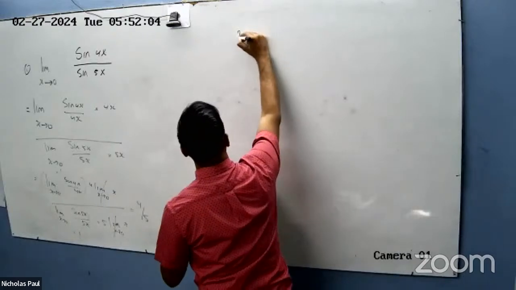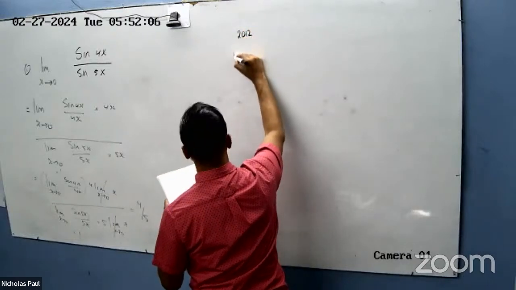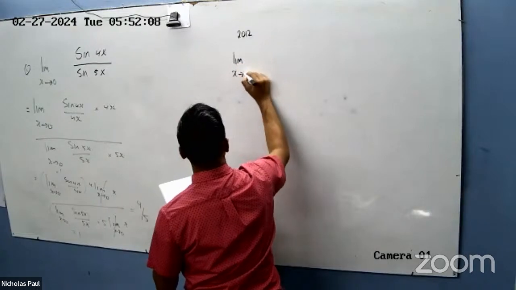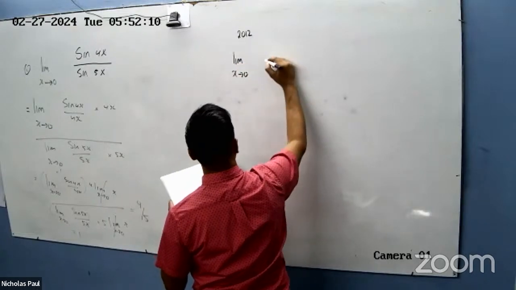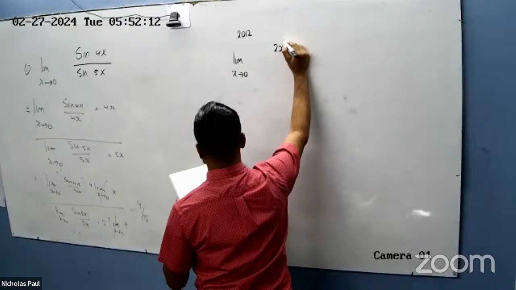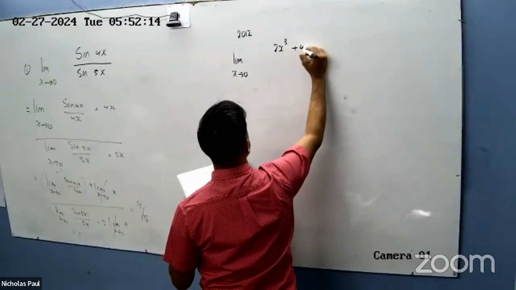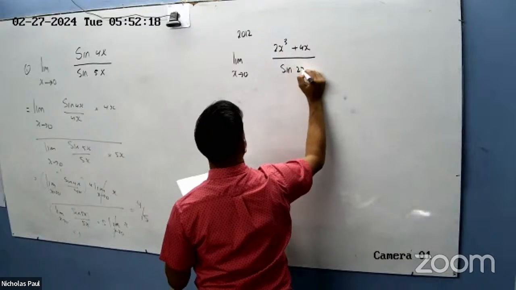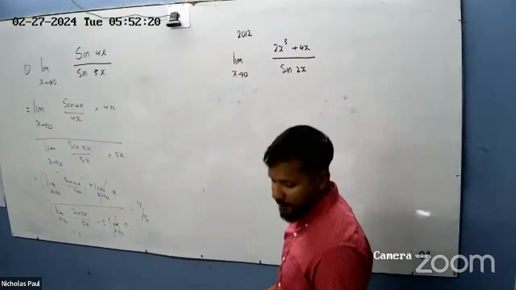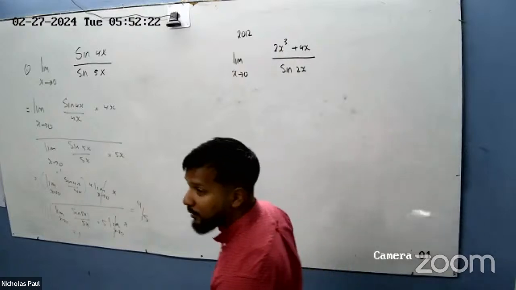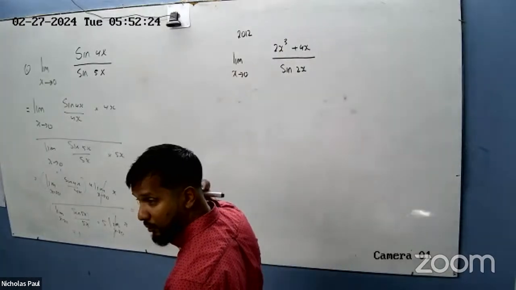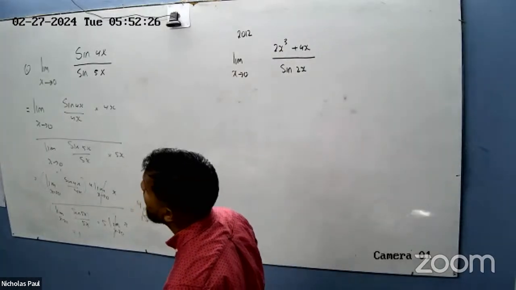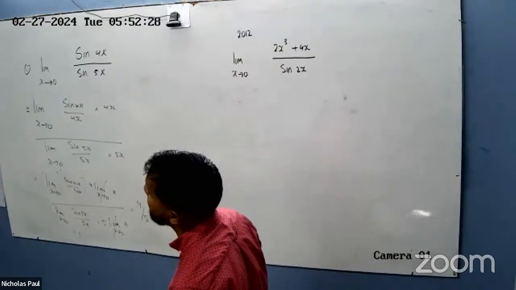This is 2012. The limit as x approaches 0 of 2x cubed plus 4x all over sine 2x. Break it up first.